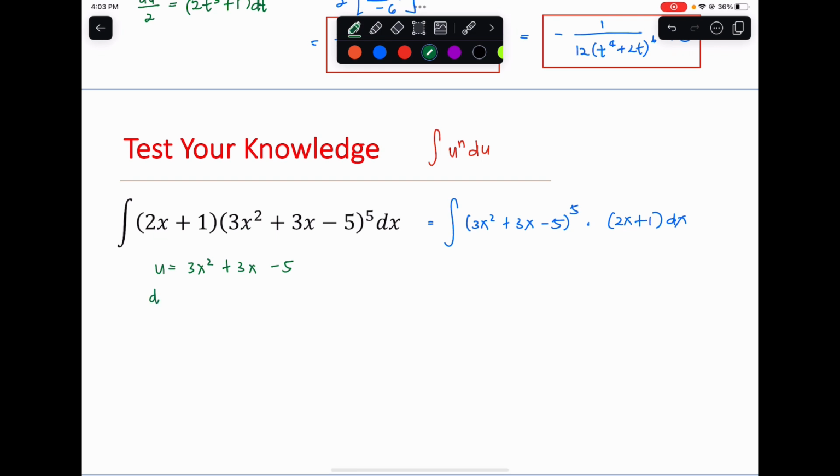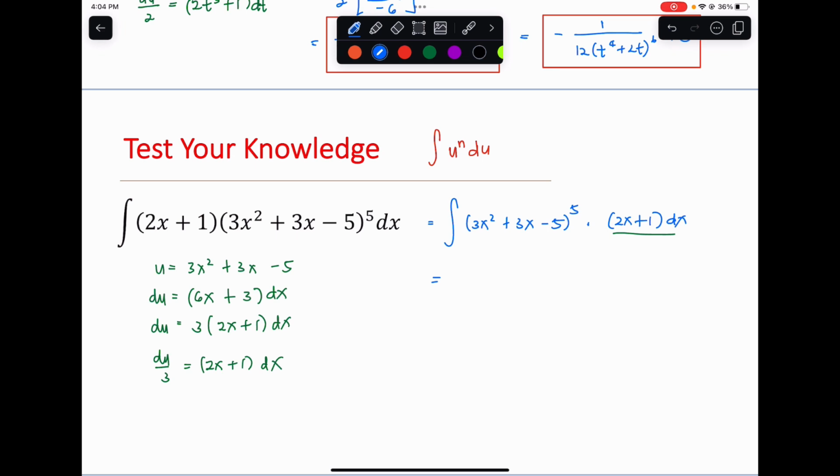So we derive this, and that will become 6x plus 3, and then multiply it with dx. And since this is not the same as this one, we factor out 3. Since 3 is common, that will be 2x plus 1 dx. Thus we have du over 3 is the same as 2x plus 1, multiplied with dx.